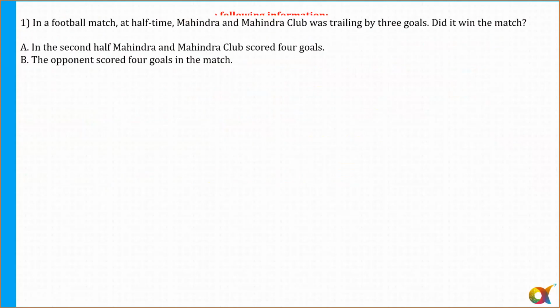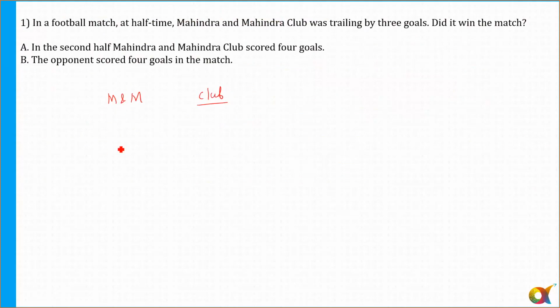So let's start here, question number 1. It says, in a football match, at half time, Mahindra and Mahindra club was trailing by 3 goals. Did it win the match? So there is a Mahindra and Mahindra club, and then there is one more club. We do not know, so let's say that, I'll write down, there is another club here.